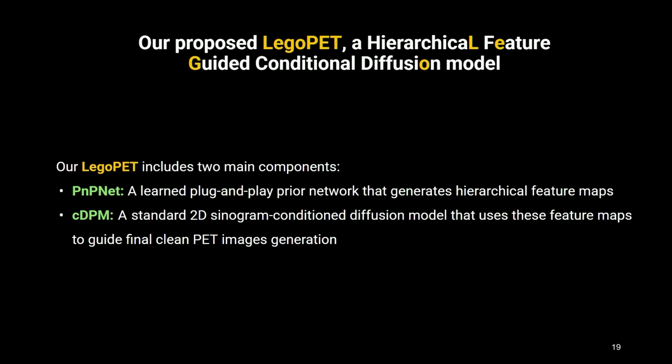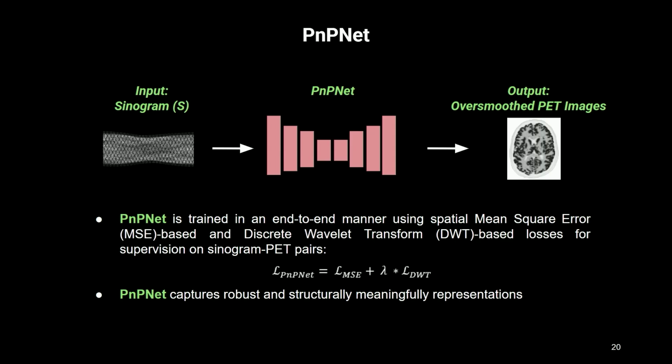So specifically, our LogoPET has two parts. The first part is PNPNet, which generates hierarchical feature maps from mappings between the sinograms and PET images. And the second part is a CDPM, which is a standard 2D sinogram conditional diffusion model using these features to guide final PET image generation.